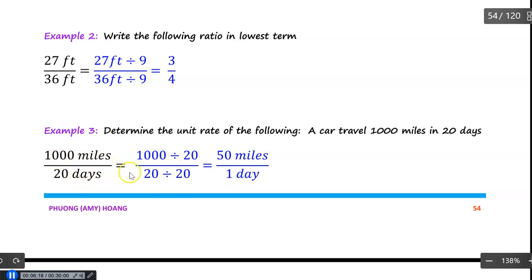So therefore, you divide both the numerator and the denominator by 20, and then the car actually travels 50 miles per day. So this is the unit rate. Okay, unit rate, because we measure it according to a certain element, which is now in day, and the denominator is equal to 1.